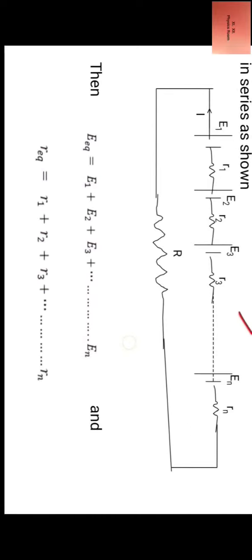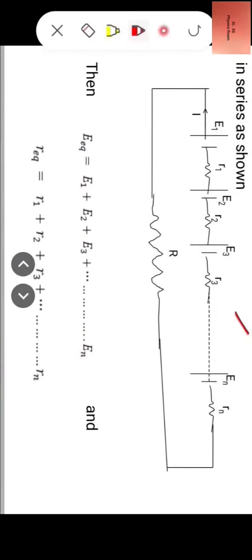D. Generalization for n cells in series. If n cells, each of EMF E1, E2, E3 and En, and internal resistance R1, R2, R3, Rn respectively are connected in series as shown, then E equivalent is equal to E1 plus E2 plus E3 plus so on plus En, and R equivalent is equal to R1 plus R2 plus R3 plus so on plus Rn.